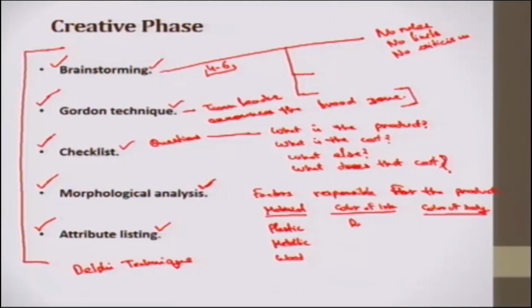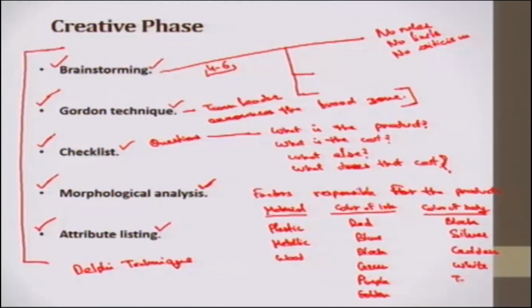Color of the ink is red, blue, black, green, purple, golden, and so on. Color of the body, let me say simply black, silver, golden, white, or some textured. So what does morphological analysis say?